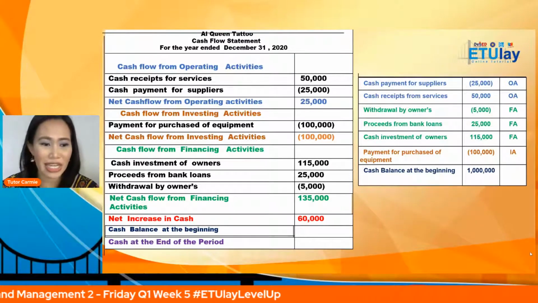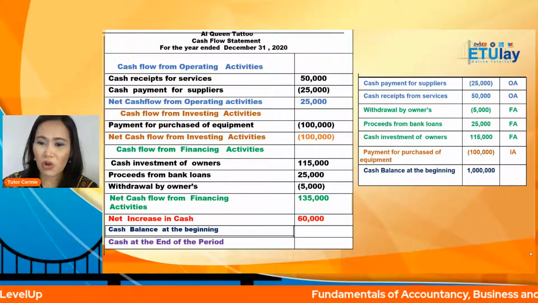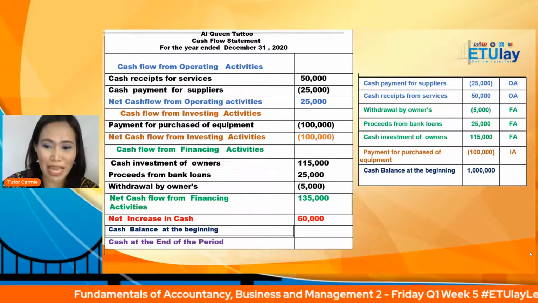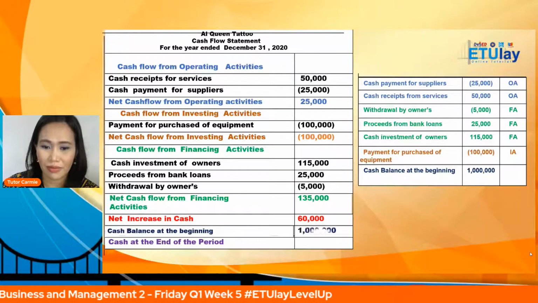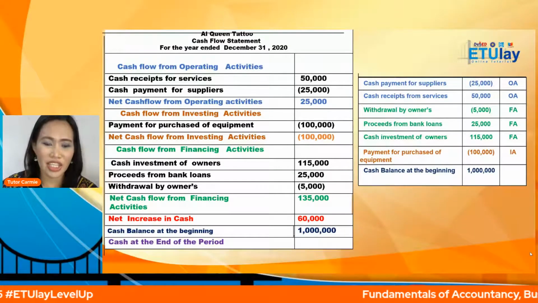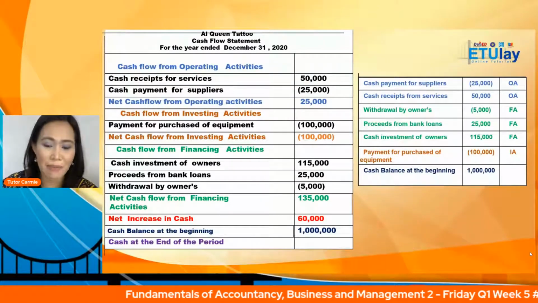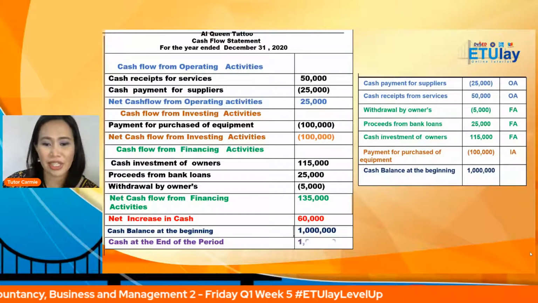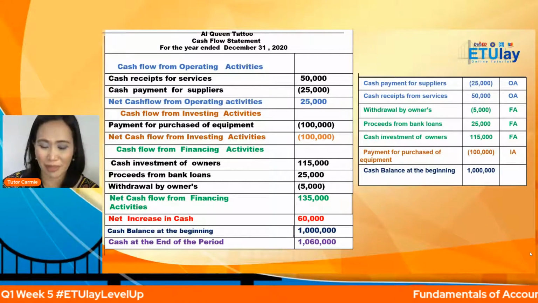And how much is the cash balance at the beginning? Okay. So, ilagay lang natin, kasi kailangan natin siyang i-consider. So, we have a cash balance at the beginning of 1 million. Okay. And how much is the cash end of the period? Add lang po natin. Net increase in cash plus the cash balance at the beginning, or sum of 1,060,000. Edi po 1,060,000 pesos. Napakadali po gumawa ng cash flow statement po.